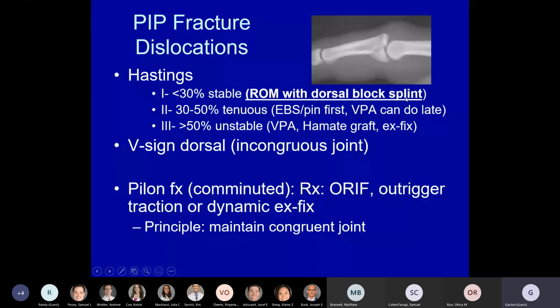What about if it's just pulverized, like a pilon fracture, where palmarly and dorsally it's pulverized? The answer is going to be a dynamic X-fix. So just be looking for some sort of an X-fix if that's the case. All you need is the joint to be congruently reduced. You're not worried about piecing together all the articular fragments.